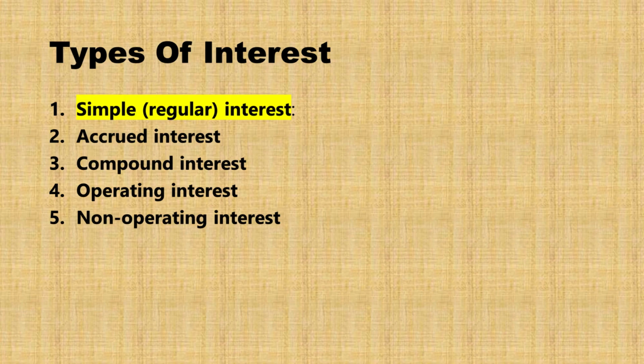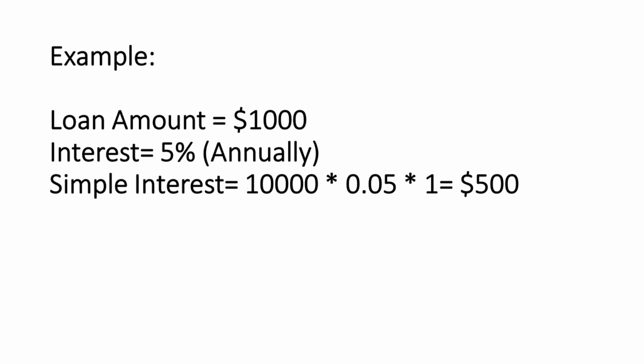Interest. Let's take a look at the different types of interest. Simple interest is usually paid at the end of the loan. This is the amount of interest due on a loan, based on the principal amount, the interest rate, and the time period. For example, if a company borrows $10,000 at a 5% annual interest rate for 1 year, the simple interest is $500. Here is the calculation. Simple interest is usually paid at the end of the loan term or periodically.